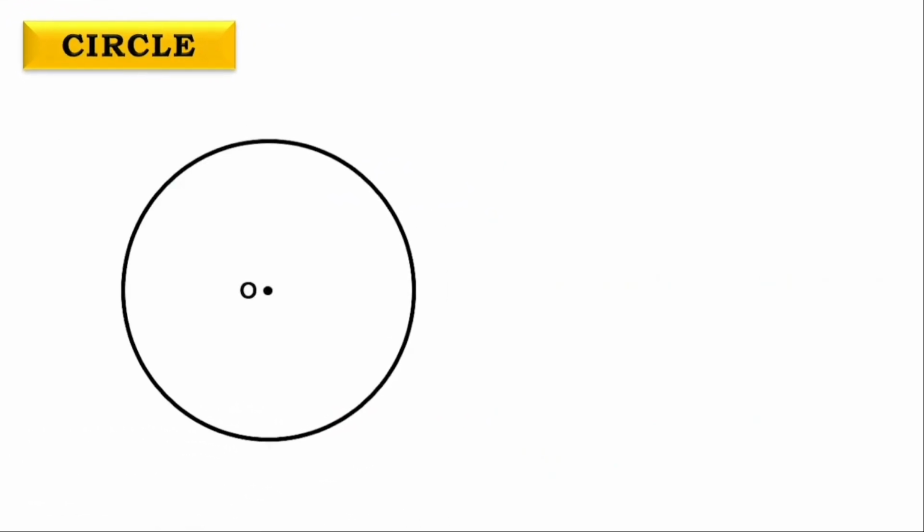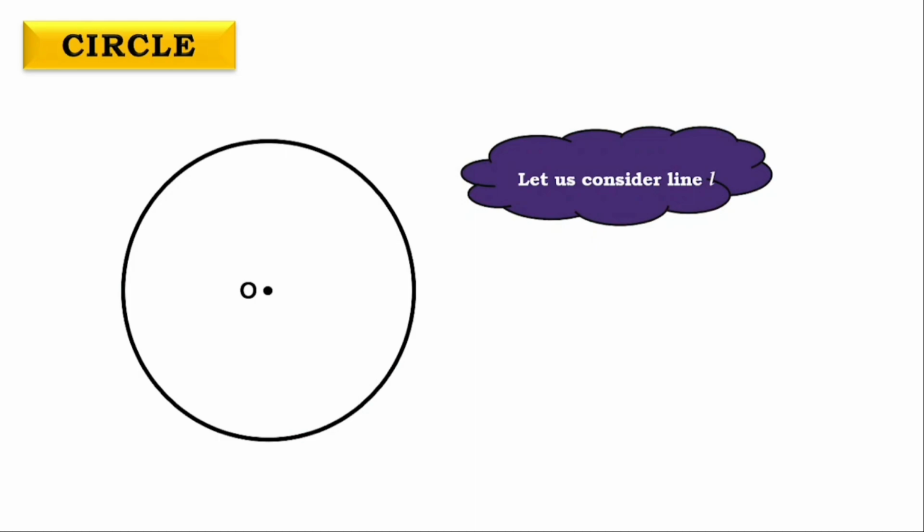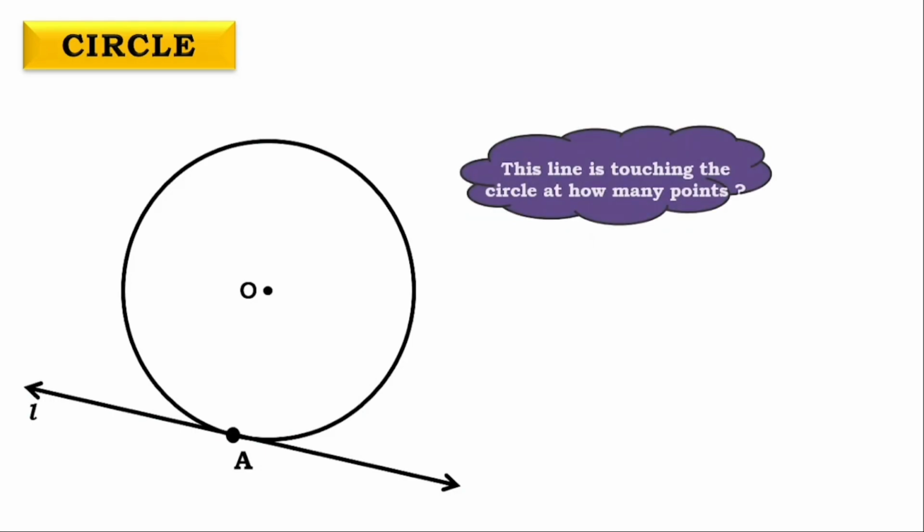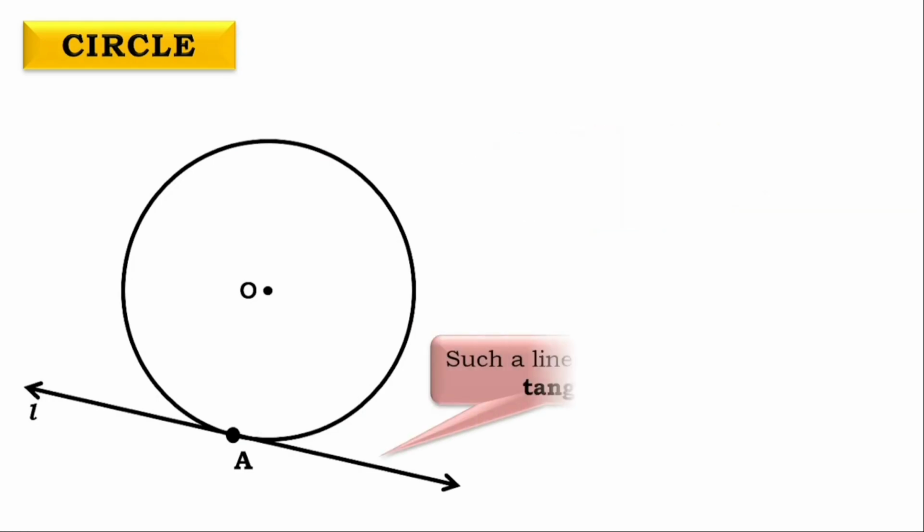So this is a circle with center O. Let us consider a line L. So this is line L and this is point A. This line is touching the circle at how many points? At only one and only one point. So this line L is touching the circle at only one point. Understood? Moving forward. Such a line is called a tangent. So this line L is a tangent to the circle.